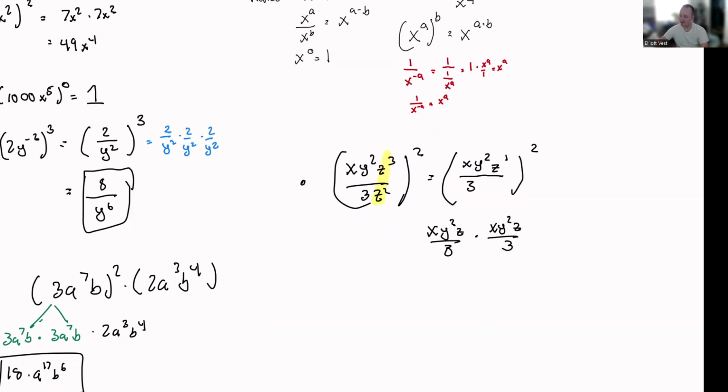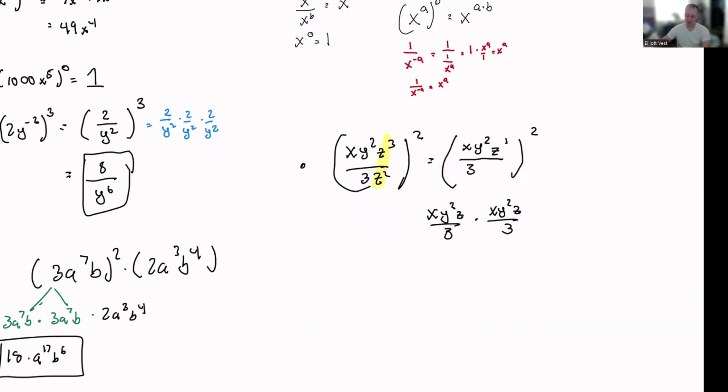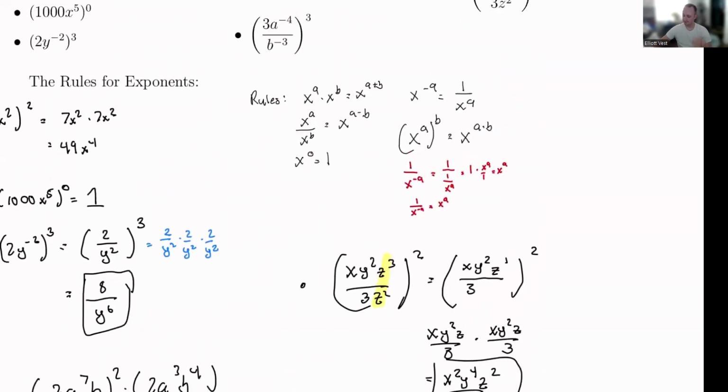Notice I'm not writing everything out. I feel comfortable with adding exponents, but when I have stuff to the 2 power, I don't really know how that ends up working. So I'm just going to write it out. I have x times x, which is x squared. I have y squared times y squared, which is y to the fourth. I have z times z, which is z squared. And I have 3 times 3, which is 9. That's my final answer.